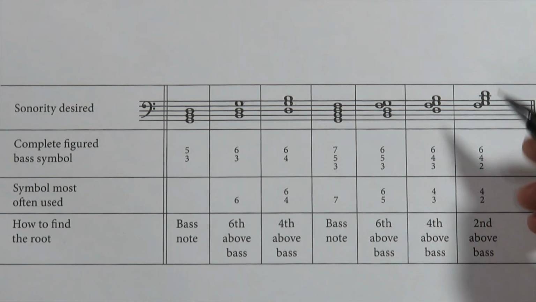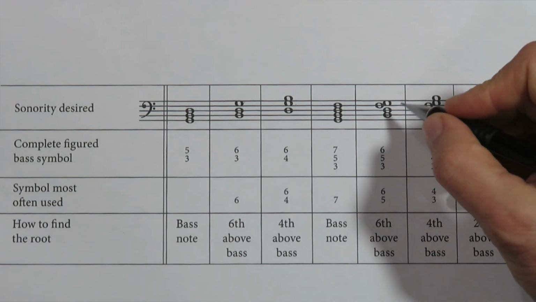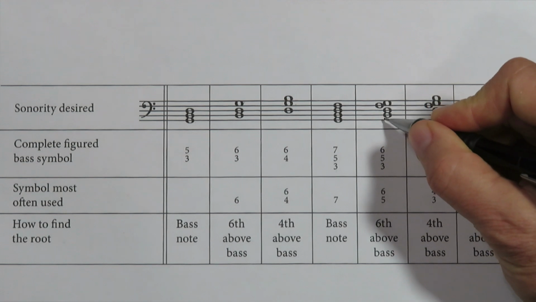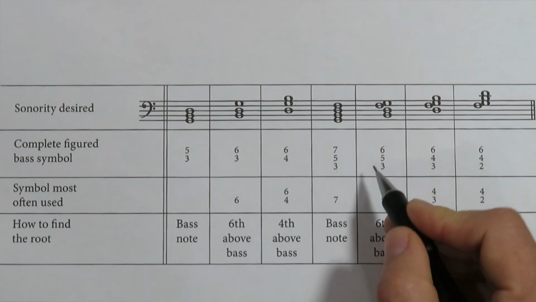First inversion, we put 6/5. You've got a sixth above the bass here, and then a fifth above it here. So we just dropped out the 3. Okay.